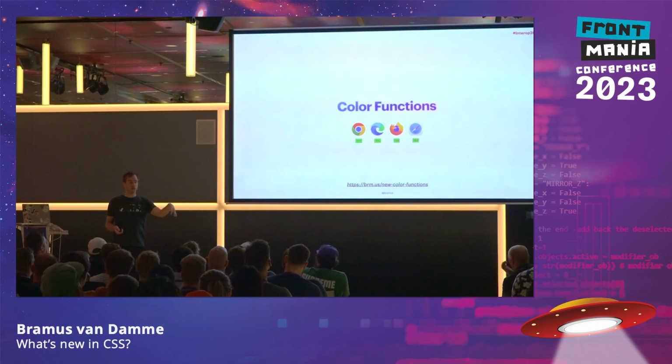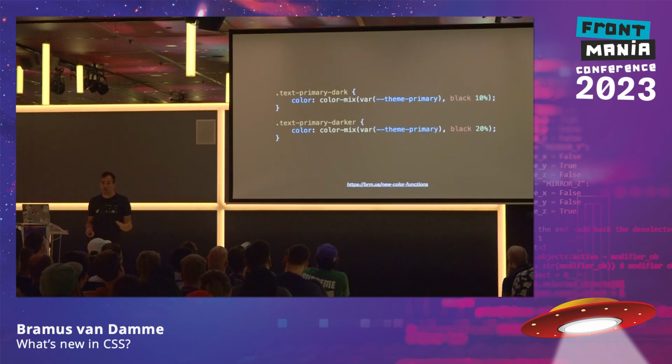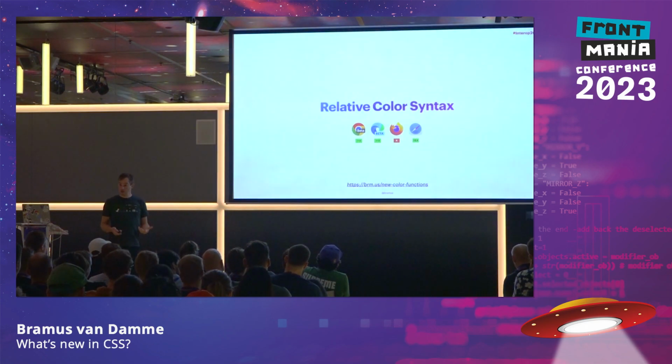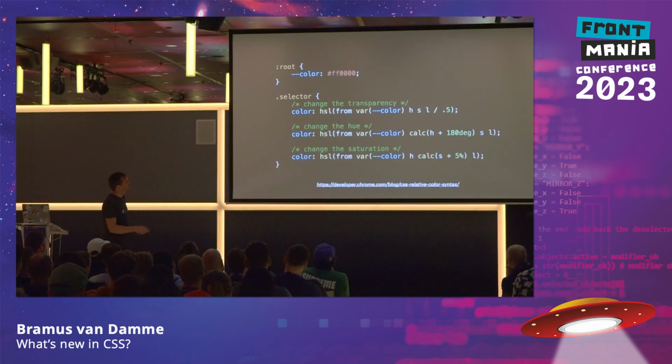So color functions. I've already talked to you about the color function itself to tap into one of these new color spaces. There's more. You can mix colors straight within CSS. Use color-mix, pass in the main color, and then say, well, add 10% black in there or 20% black, or maybe 10% white to make it lighter. Pretty sweet.